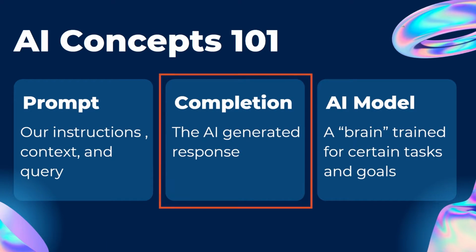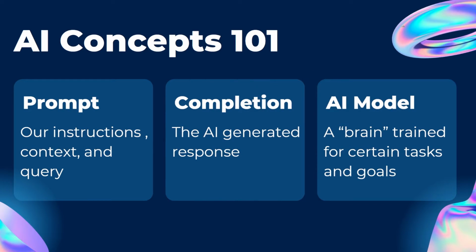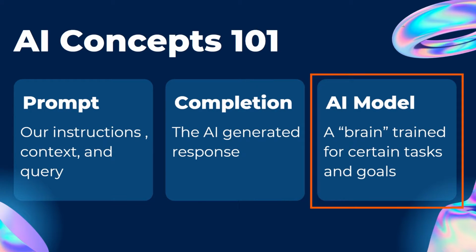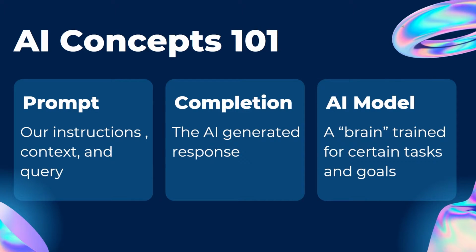Now, a completion is what comes back. So an AI can generate a completion in all kinds of ways, but when you get that response back in simplified terms, that's a completion. And of course, an AI model is a brain of sorts that's trained for certain tasks and goals. So, for example, GPT-4 is a general language and generative model that can do a lot of things. The DALL-E model is trained to generate images. There's the Ada model for generating embeddings, which we'll look at in a moment, and so on.